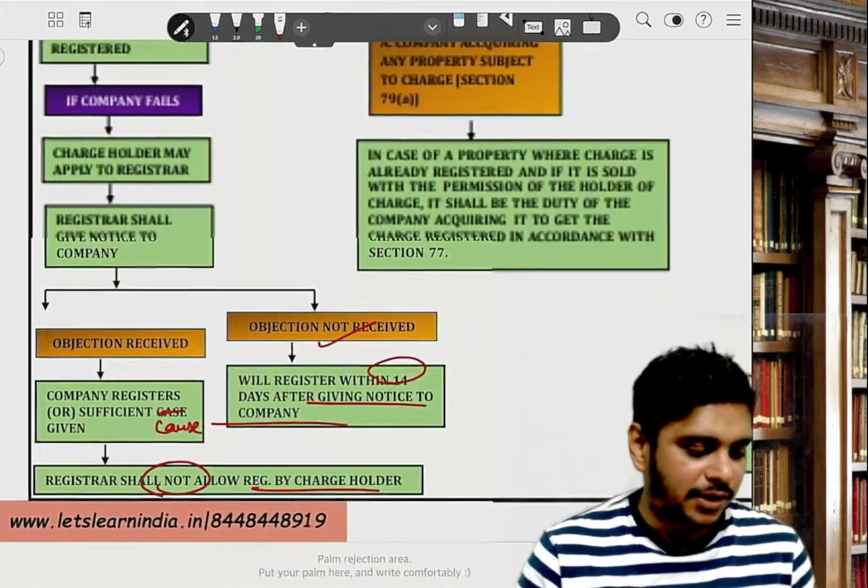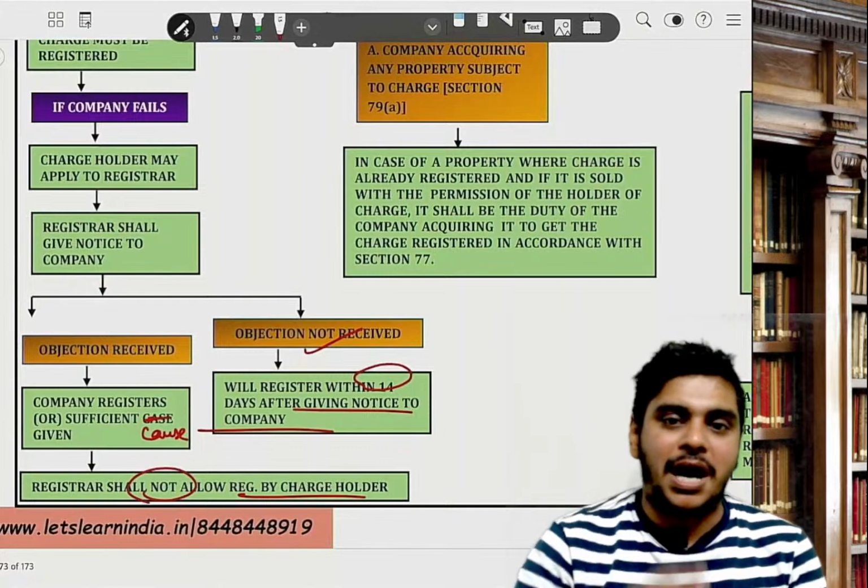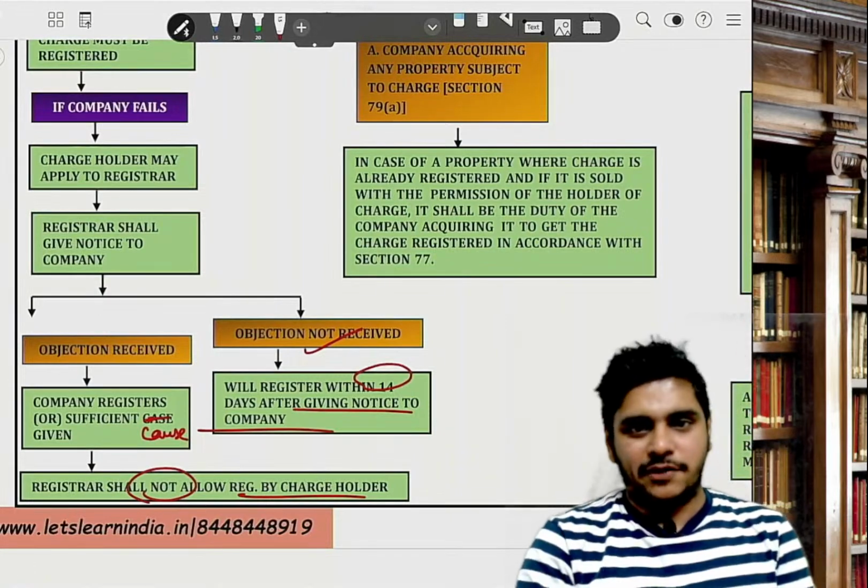This is section number 78, registration by charge holder. Remember, the ROC gives notice of 14 days.